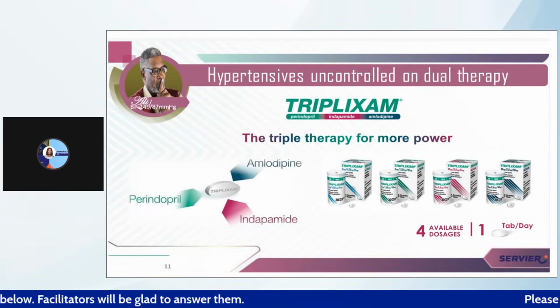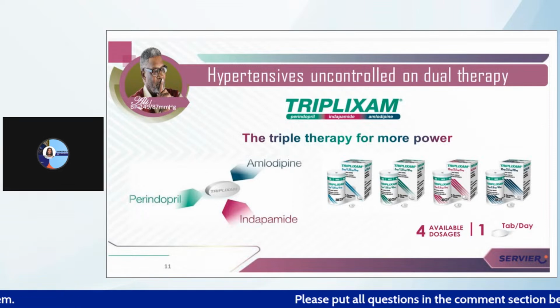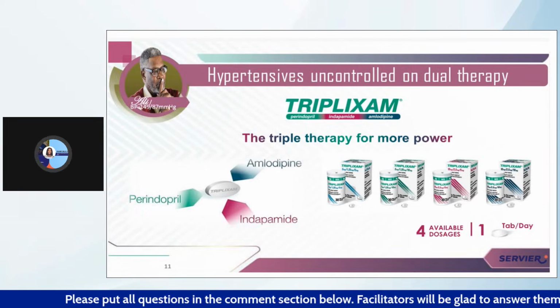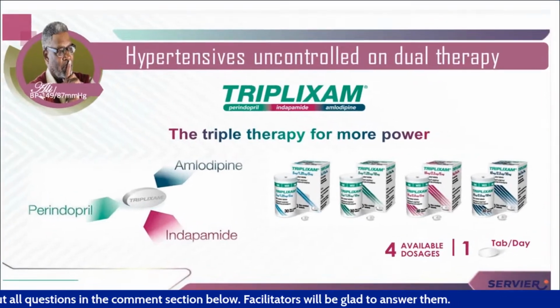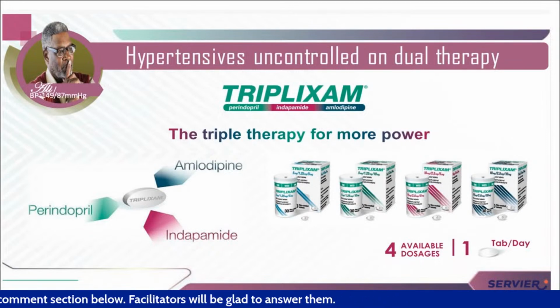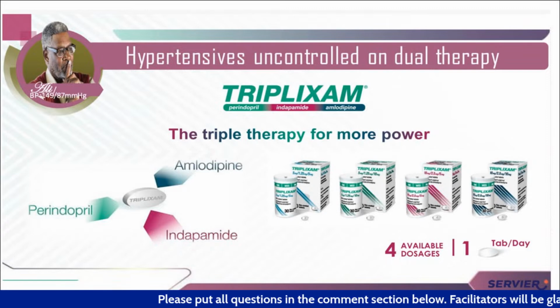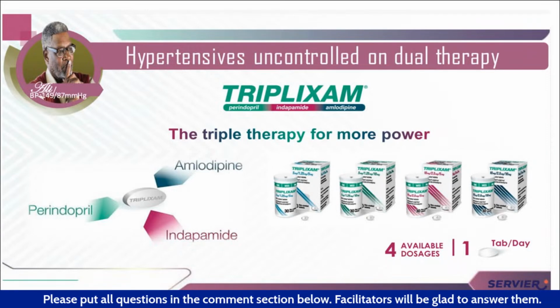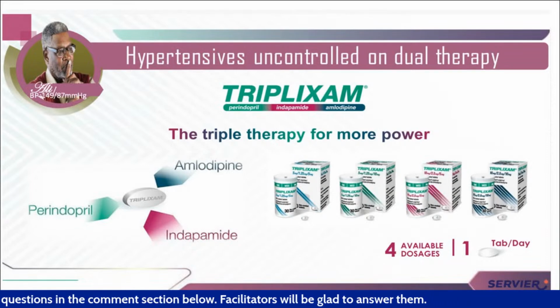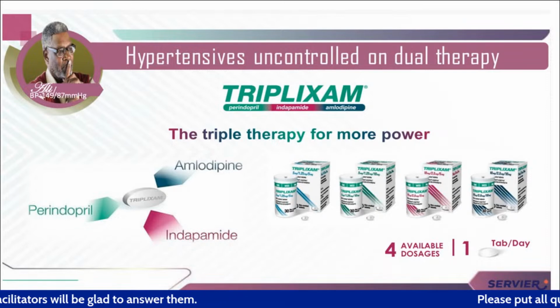It also comes in 4 flexible doses. So we have the first dose being the perindopril dose, the second being the indapamide, and the third being the amlodipine dose. So with just 1 tab per day of Triplixam within 3 months, your hypertensive patient's systolic BP would be reduced by up to 54.4 millimeters of mercury, and this is really significant. And also with their diastolic BP, there'll be a reduction of up to 19.6 millimeters of mercury.